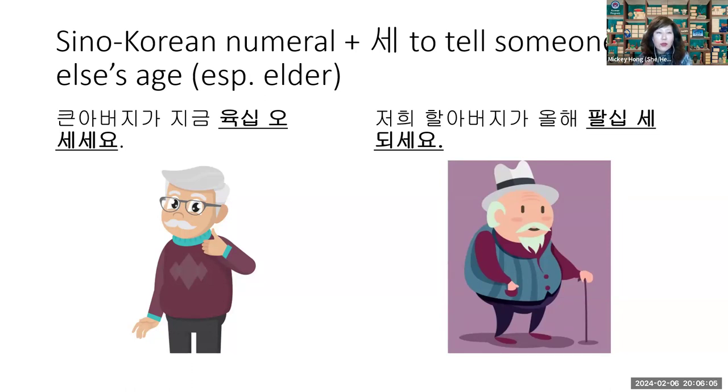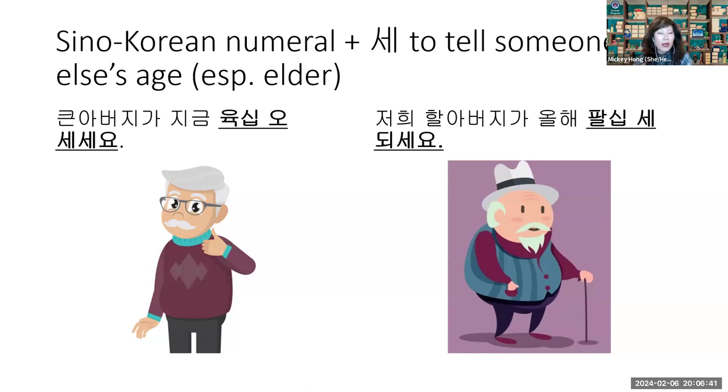There is a way to tell age with a Sino-Korean number, and you use the counter 세. You can do this in different contexts, especially if it's somebody a lot older, I would say above 50. 큰아버지가 지금 65세세요. Okay. 큰아버지 is your uncle on your father's side. Literally, he's your big father. When he marries, you call him 큰아버지. Okay.